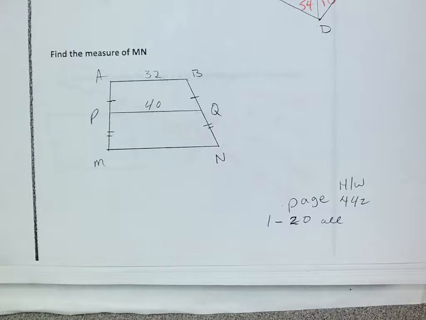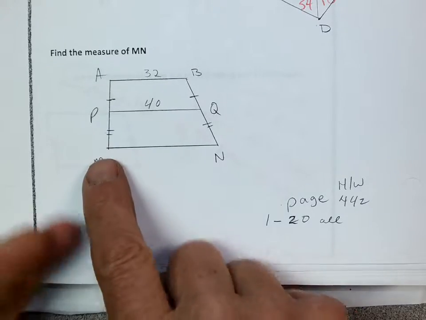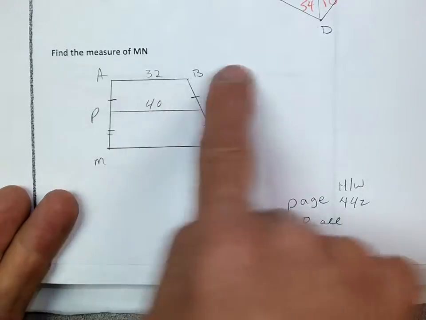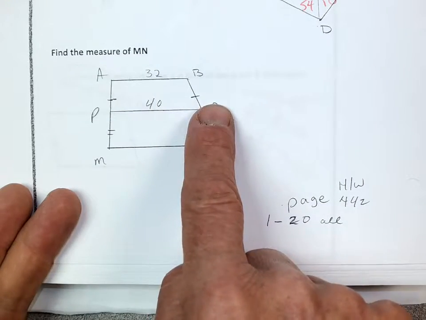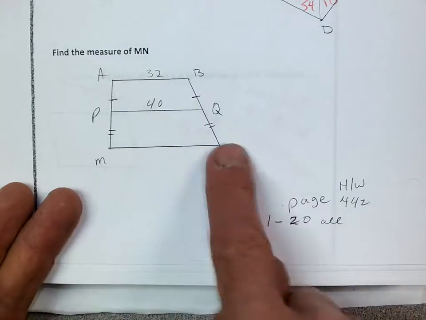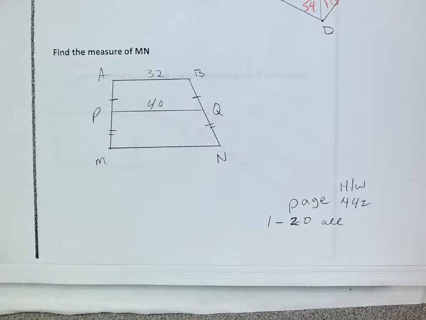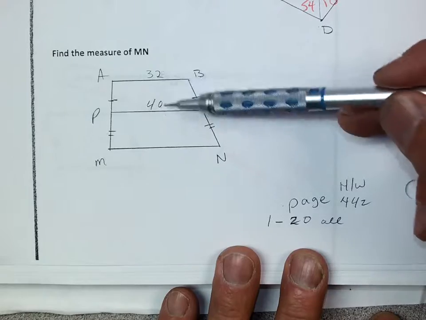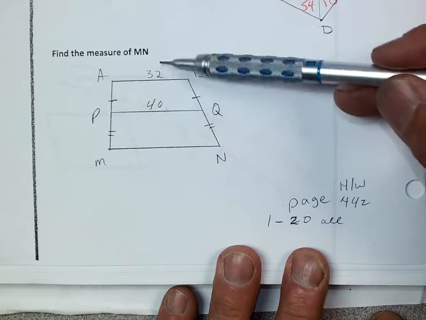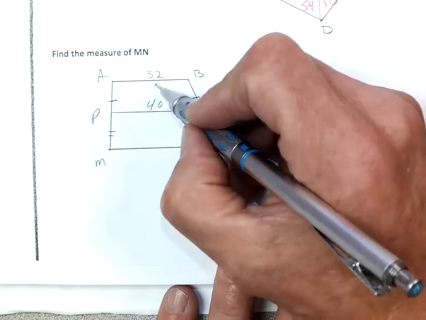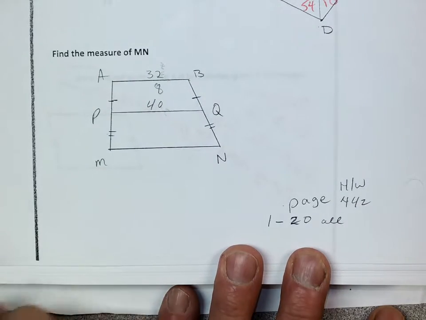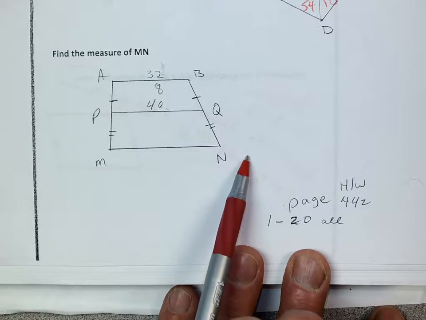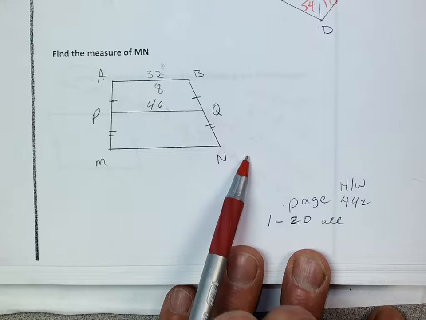Okay, here we go. So find the measure of MN. So here's what I know. MN plus AB divided by 2 equals 40, okay? So I'm just going to say, all right, this plus this divided by 2. Now here's a faster way. You want to see a faster way? Think about average. What's the difference between these two? This is about 8. So what do you think this is going to be? How about 48? Yeah. Let's do the math though.